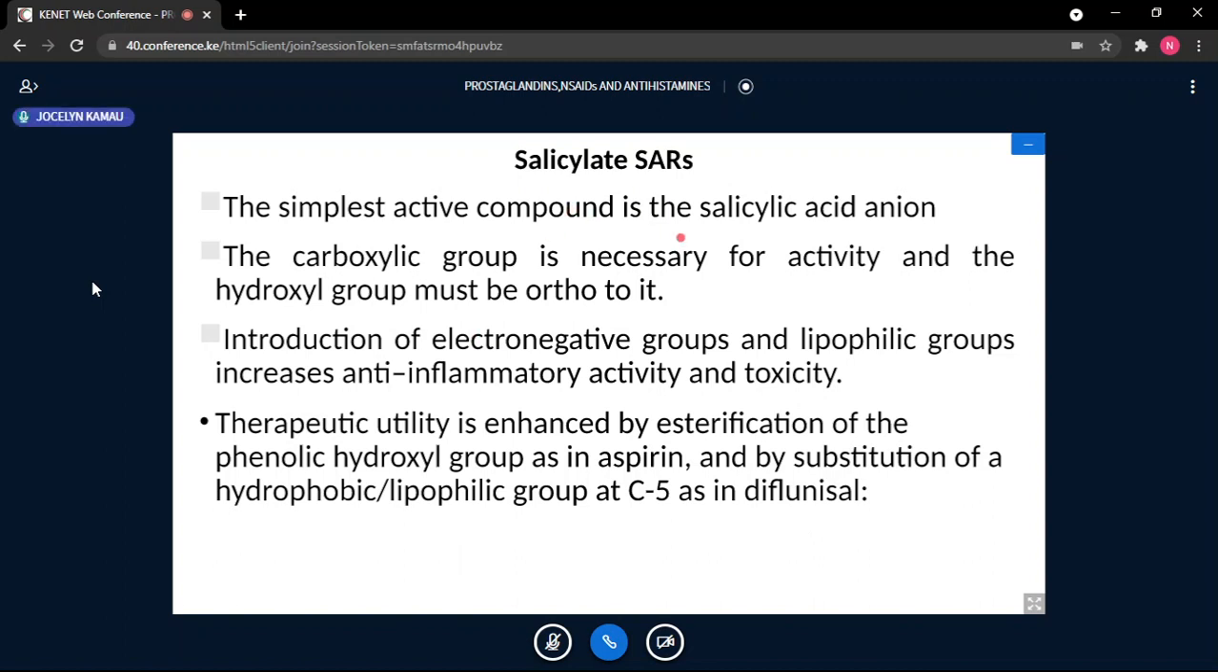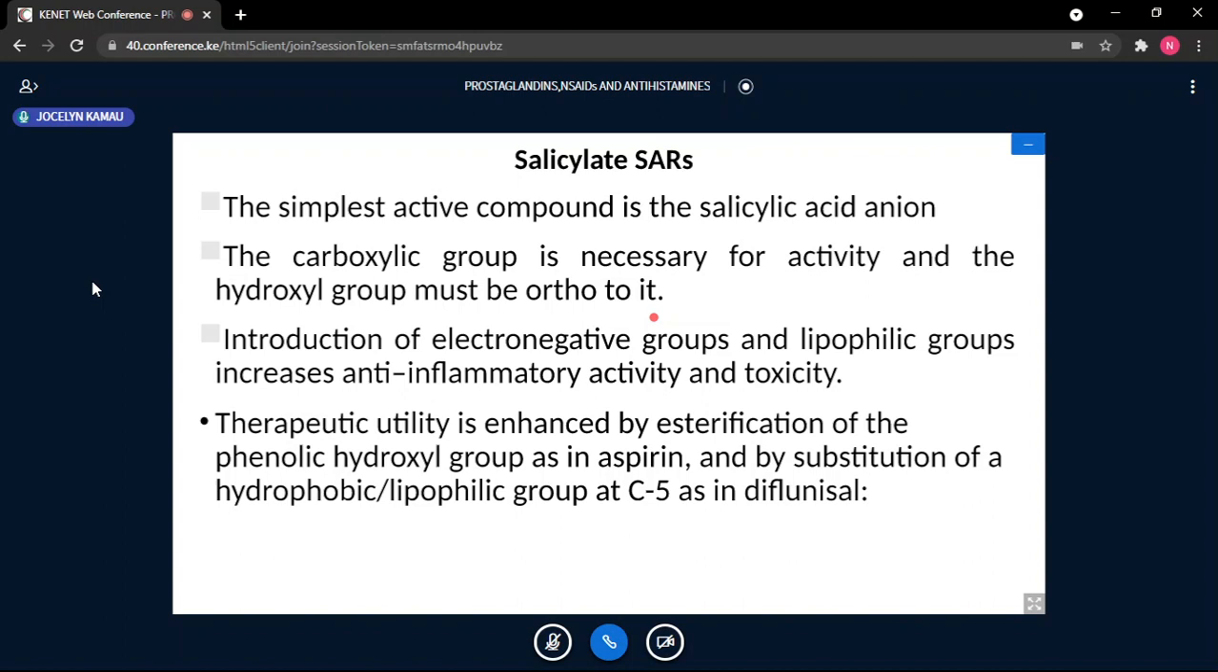The salicylates, the SAL: the simplest active compound is the salicylic acid anion. So the carboxylic acid must be available. It must be ionized for activity. The carboxylic group is necessary for activity, and the hydroxyl group must be ortho to it. So you're looking at the SAR for the salicylate.